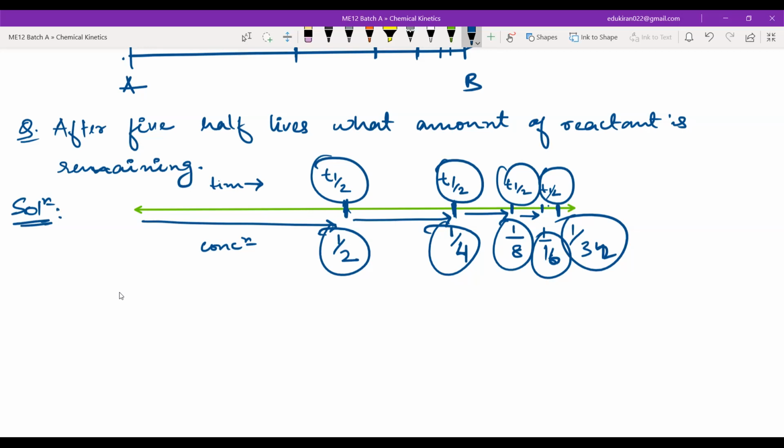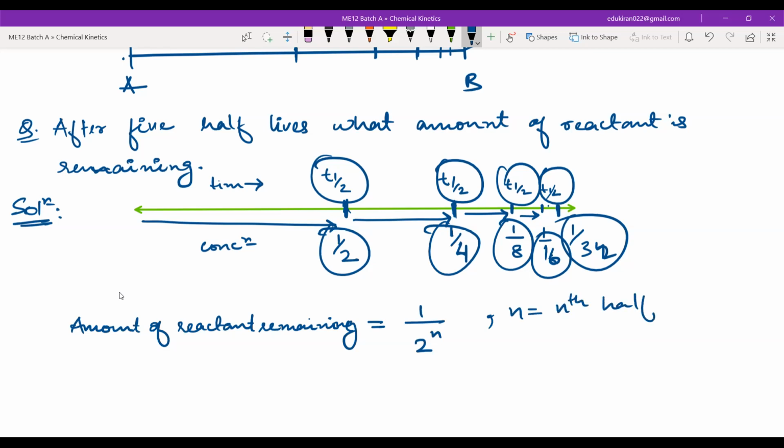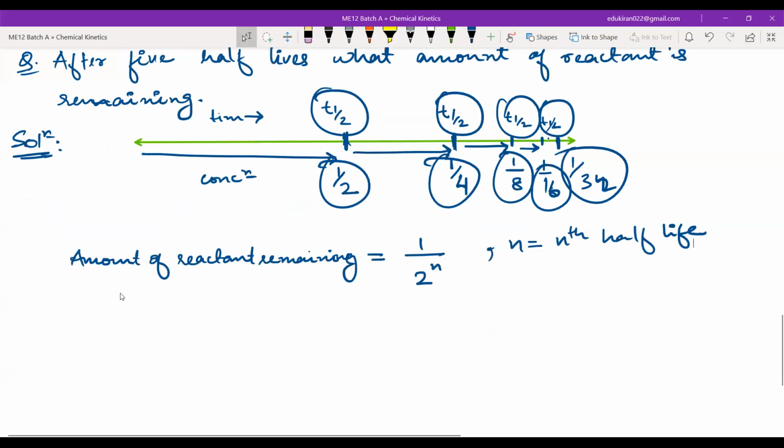Okay, so you can write: amount of reactant remaining is equal to 1/2 to the power n, where n is equal to the nth half-life, right? Because, for example, for the first half-life, 1/2 of the reactant is remaining. In the second, you have 1/2 to the power 2, which is equal to 1/4.